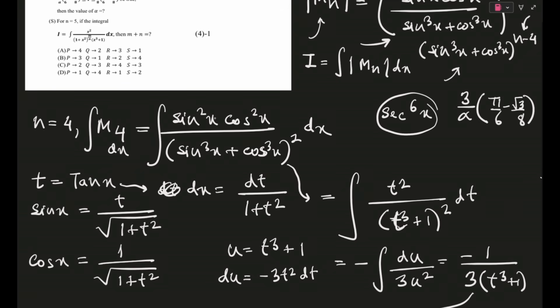So guys, in part number S, I would read it out. It tells that for n equals 5, if the integral I is equal to the integral of x square by (1 plus x square) power m by n into (x cube plus 1) dx, then m plus n is equal to.